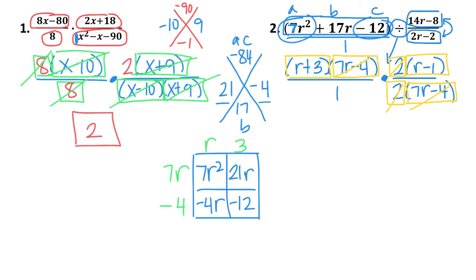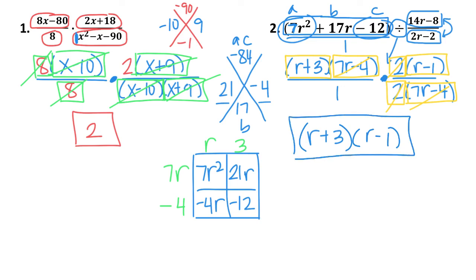So I'm going to write what I have left. R plus 3 times, because there's a multiplication between these two fractions, times r minus 1. You do not have to distribute that back out, and there's just a 1 left in the denominator, so you don't have to put over 1. You could just leave it like this. But you don't have to distribute that. You can just leave it as factors, r plus 3 times r minus 1.